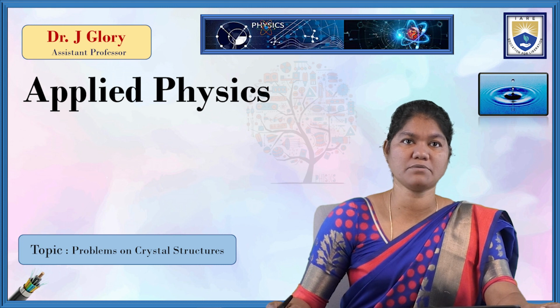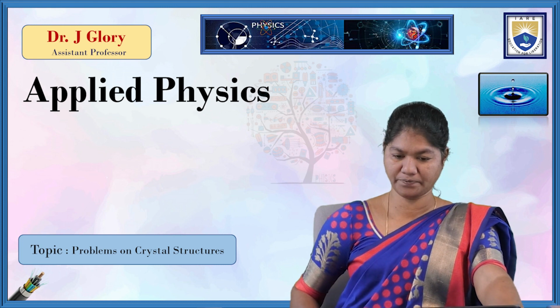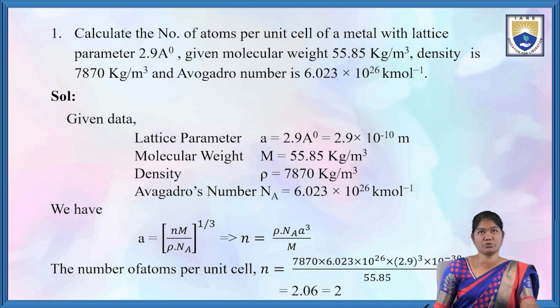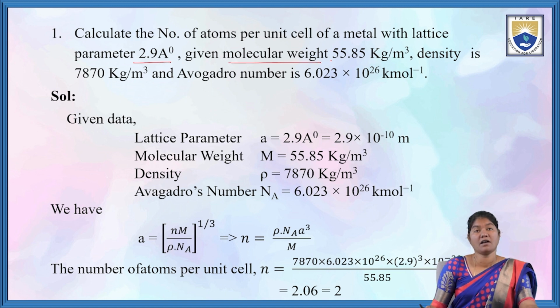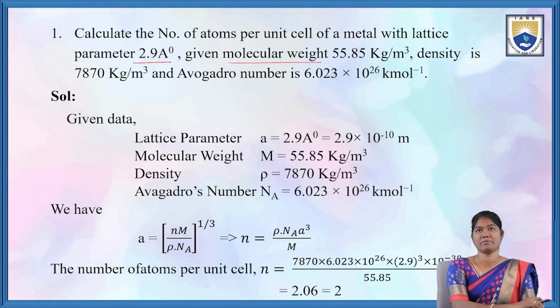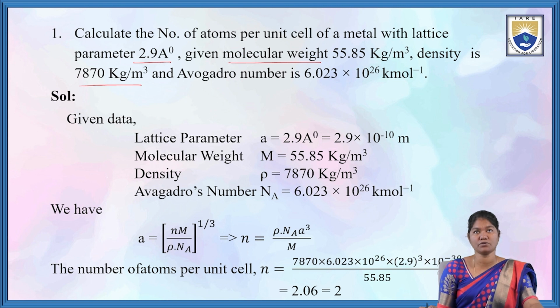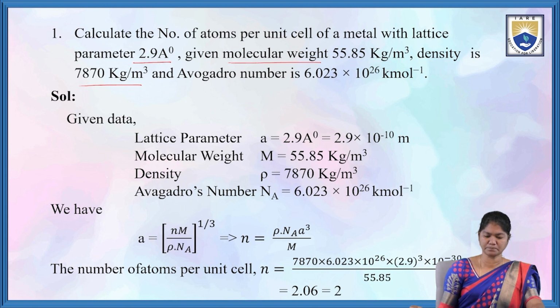Today, we will discuss the problems on crystal structures. So, the first problem is: calculate the number of atoms per unit cell of a metal with lattice parameter 2.9 angstroms, and the molecular weight is given as 55.85 kilogram per meter cube, and the density is 7,870 kilogram per meter cube, and Avogadro's number is 6.023 into 10 power 26 kilomole inverse.